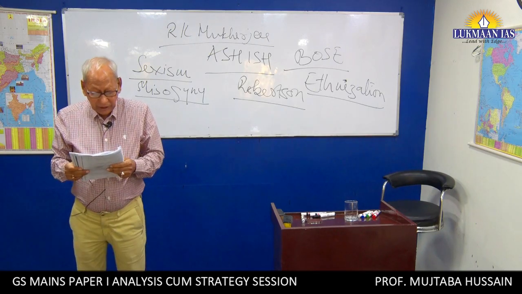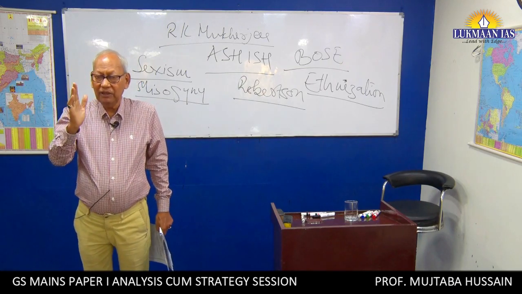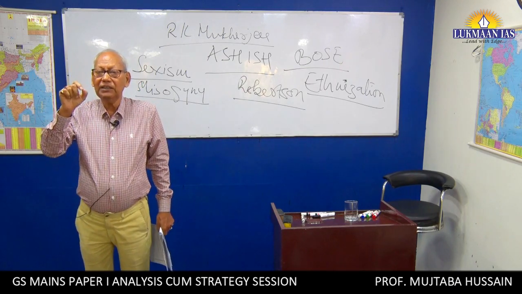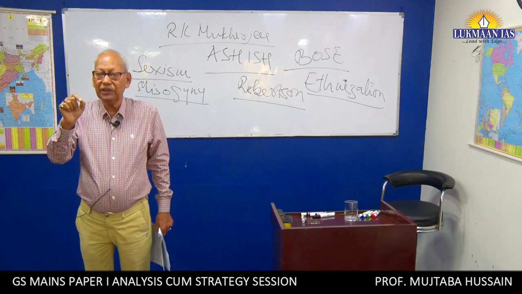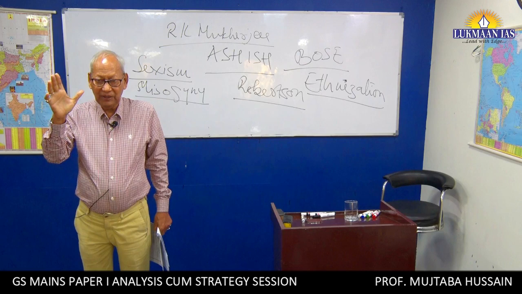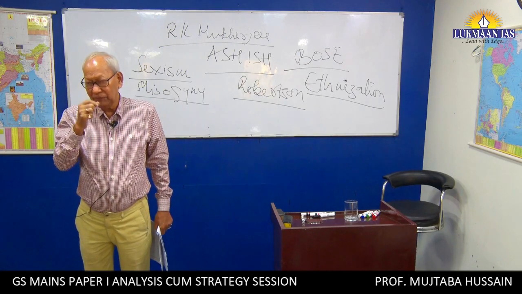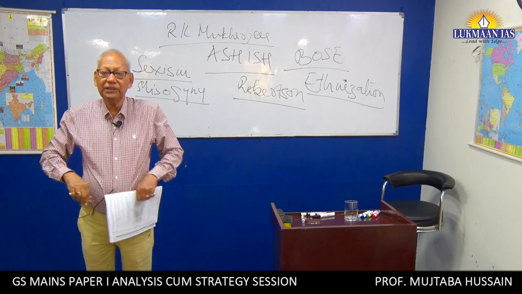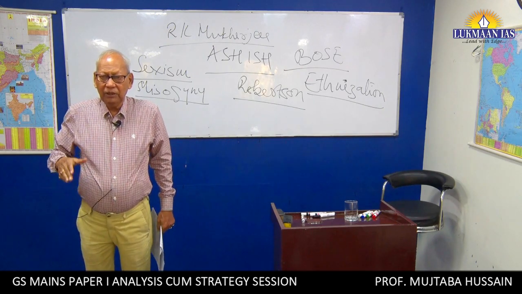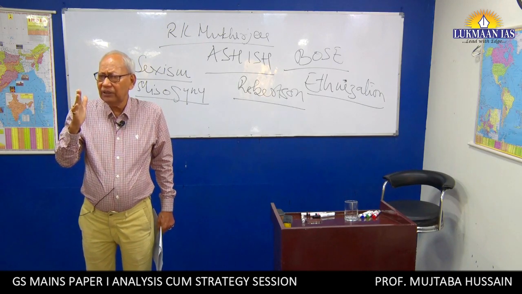Now, as far as this question is concerned, number one, write the first line: the Gandhian era in Indian politics is from 1915 to 1947. Not from 1915, but from 1917, the Lucknow Congress.